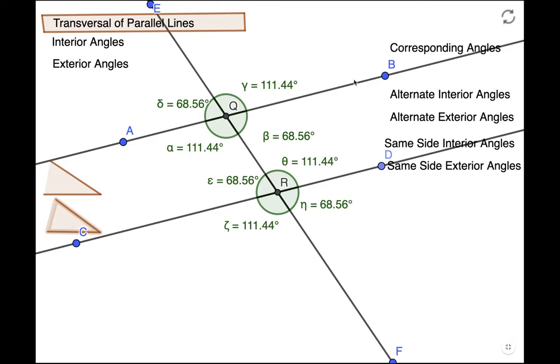So it's really nice to be able to find missing angle measures if we just know one. It only takes one, and we can find all the other 7 angle measures if the two lines are parallel.